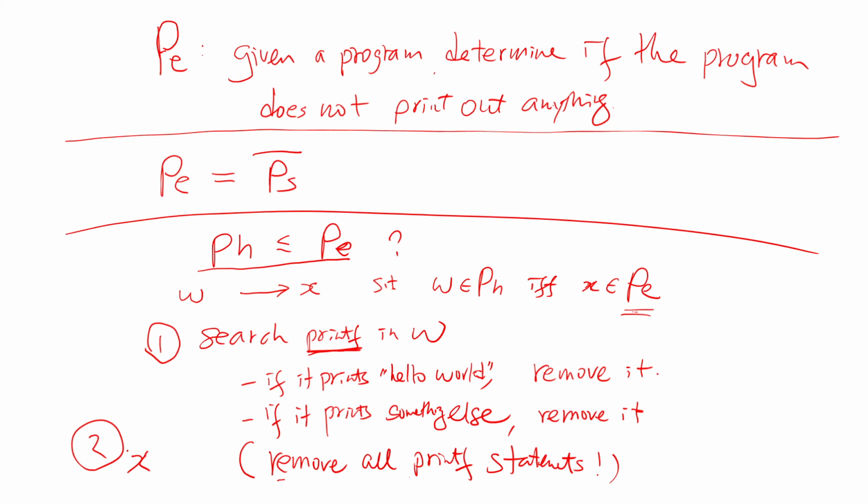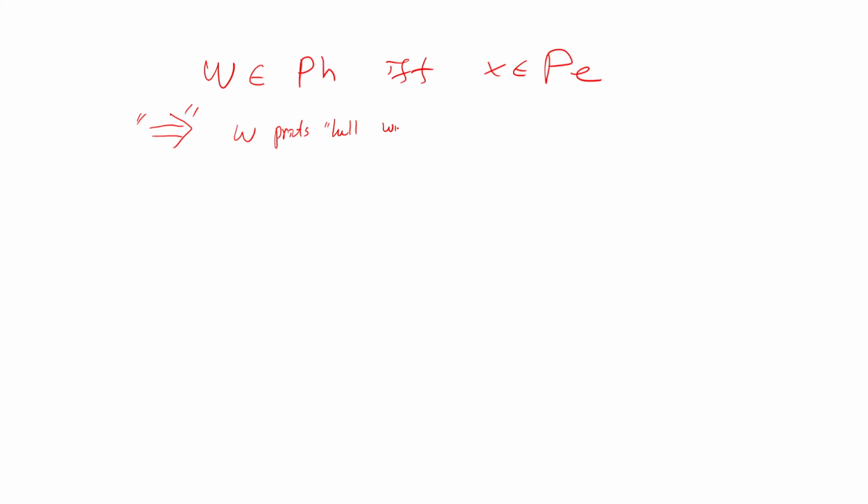It seems okay, but it's actually not. Now, if we are trying to show W is in PH if and only if X is in PE, we actually cannot do it. Why? From here, if W is in PH, that means W prints hello world. Since we removed all the printf statements, X always prints nothing. That's okay. So it seems okay.